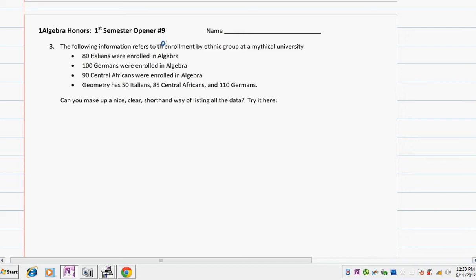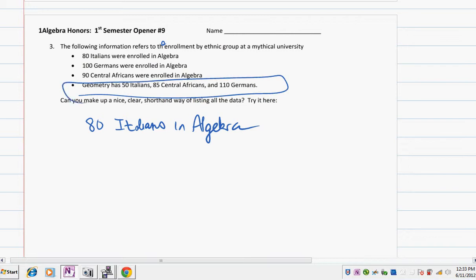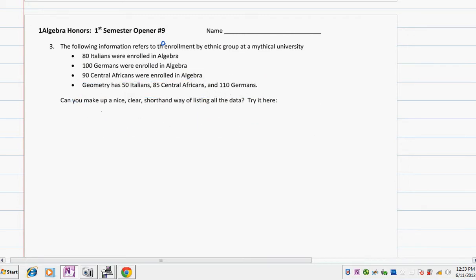So, there are lots of ways, I guess, of thinking of this. You could just list it. You could say, 80 Italians in algebra, and then you could keep listing it. You could list it basically the way it's there, except for maybe break up the other one. You could also start to list it by, the way the last one did.